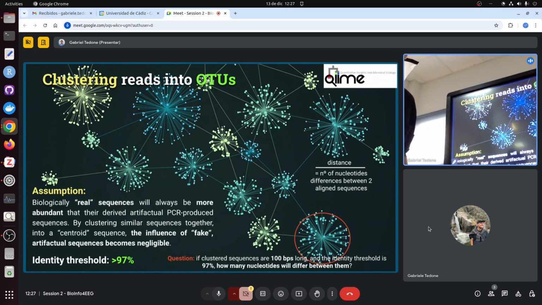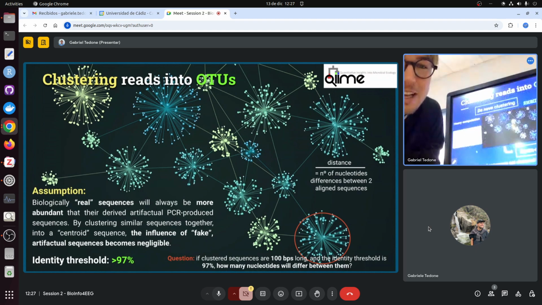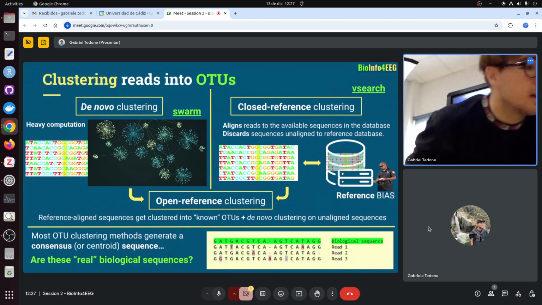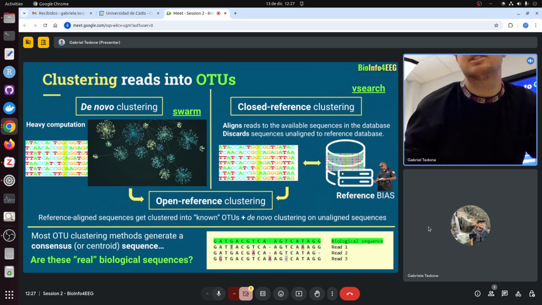But I have a question. Do we always set the identity threshold at 97? It depends. We'll see later. It plays a big role. So there are multiple ways of clustering. What I showed earlier, are you warm? No. Is it okay?